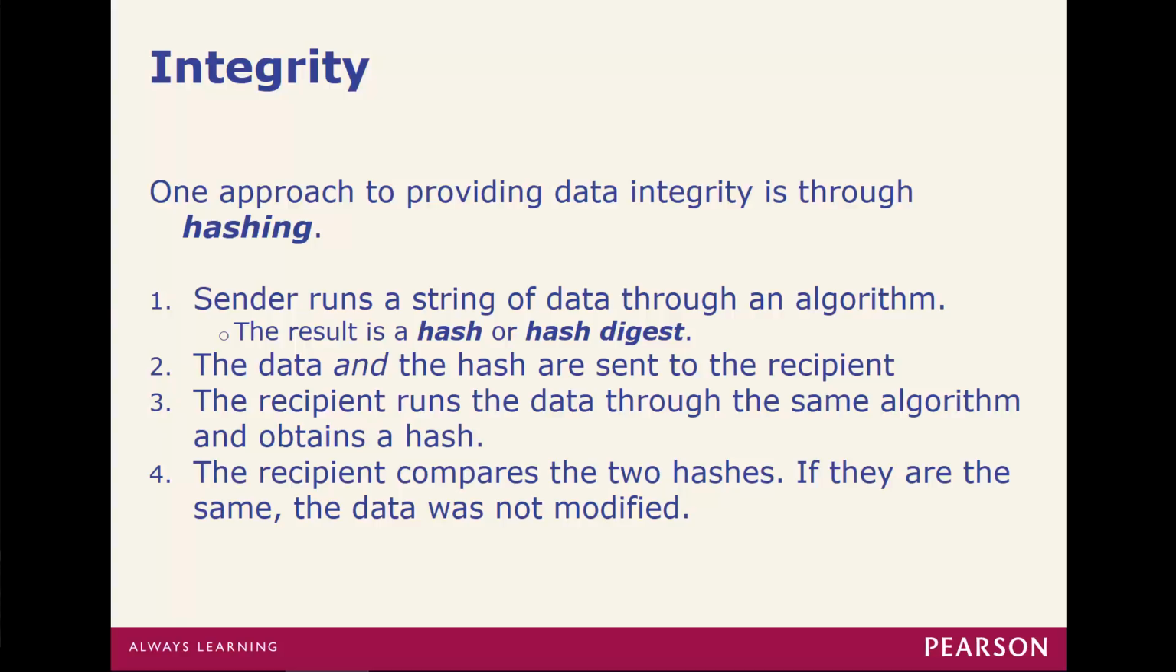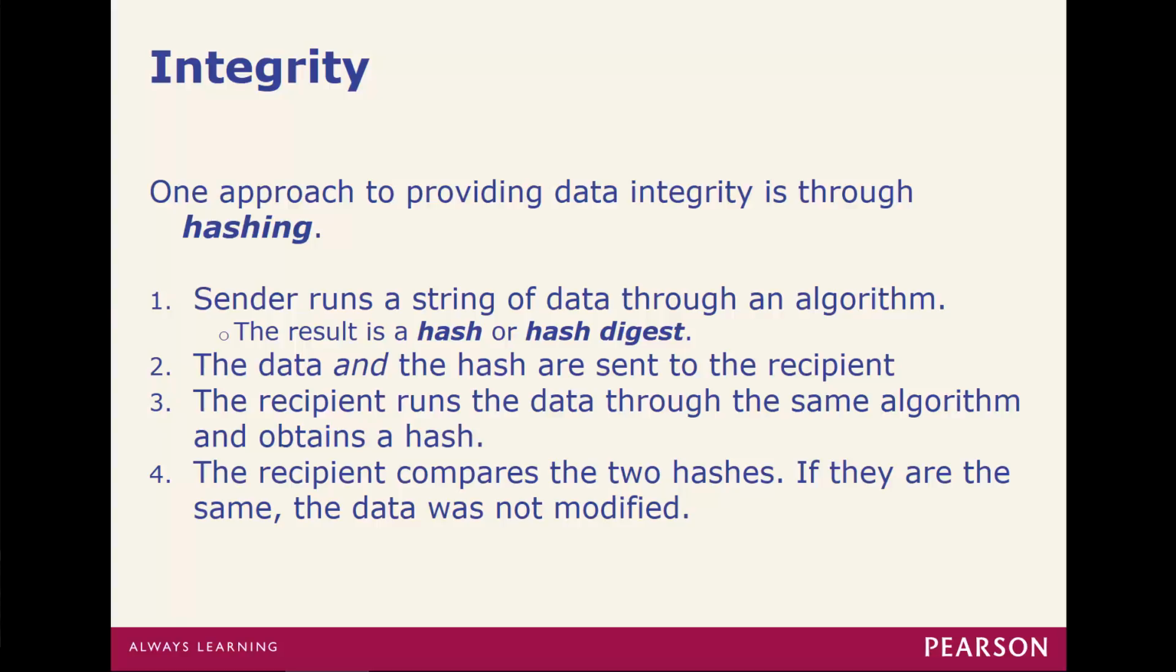One way of providing integrity is through a hashing process. So the sender will run a string of data through an algorithm. The result is a hash. The data and the hash are sent to the recipient. The recipient runs the data through the same algorithm, and they look at the two hashes. If they're both equal, then the data wasn't modified.